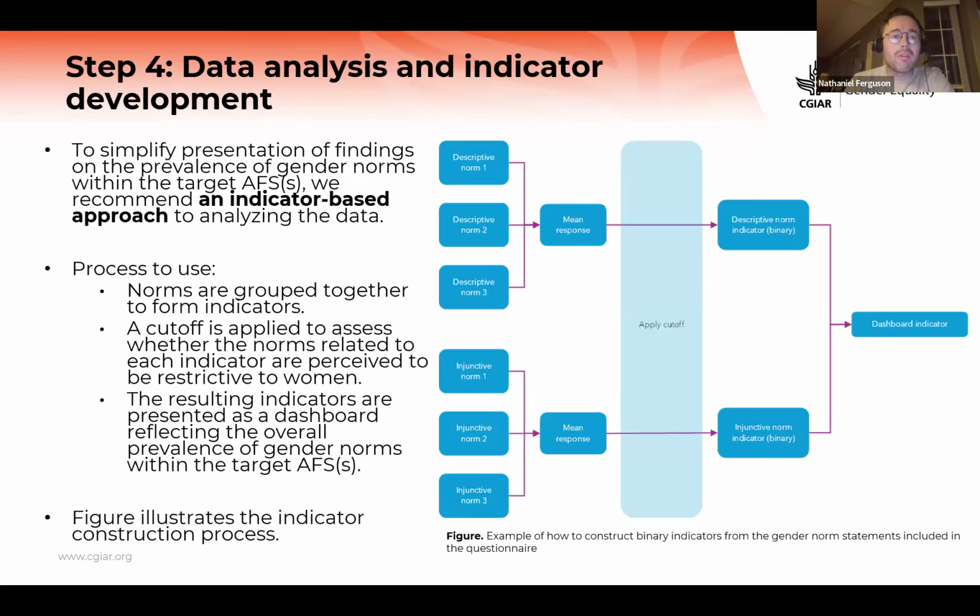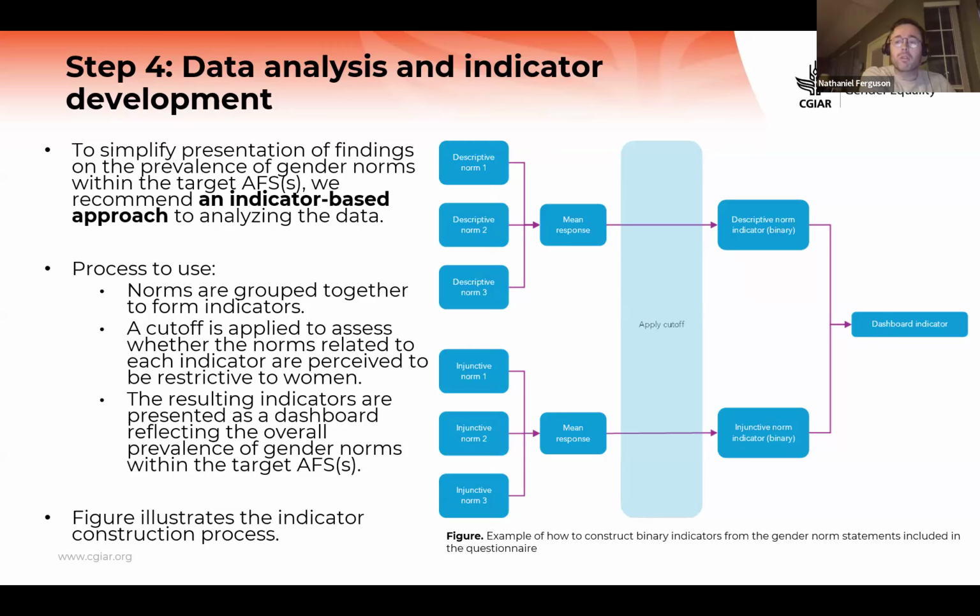So once you have collected the data, this is what we do with the data. Remember, for each norm, we have the descriptive version and the injunctive version. The descriptive version will ask something like, of the women in your community, how many do this? It could be owning a bank account. It could be operating heavy agricultural machinery, something like that. The injunctive version of the norm asks, is it acceptable for a woman to engage in this behavior?